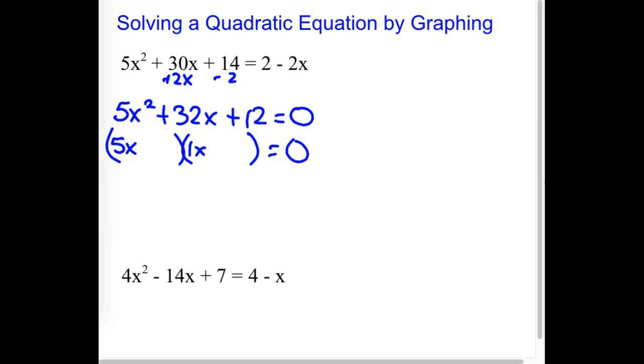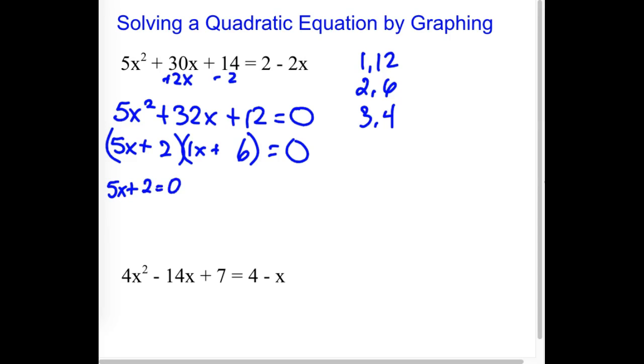What kind of signs am I looking at? Yes, both of them are going to be positives. So factors of 12. We need to make a 32. Okay, I'm hearing 6 and 2. Where do you want the 6? All right. So outside we get 30, inside we get 2. Okay. Then we set each of those equal to 0.